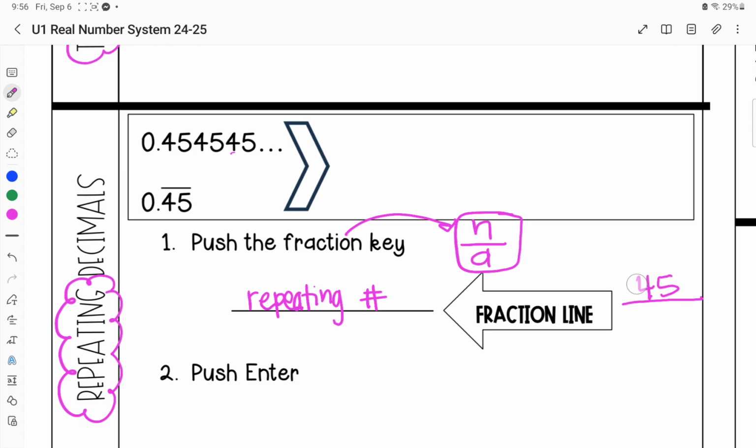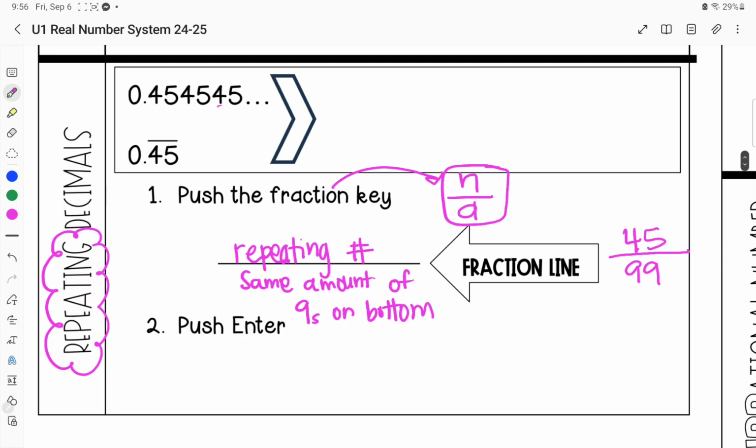On the bottom, if we have 2 numbers on top, we need 2 9s on bottom. So same amount of 9s on bottom. In this case, we had 2 numbers on top, we need 2 9s on bottom. If this were going like 4, 5, 1, 4, 5, 1, 4, 5, 1, then we'd need 9, 9, 9. So the last thing we're going to do is push enter.